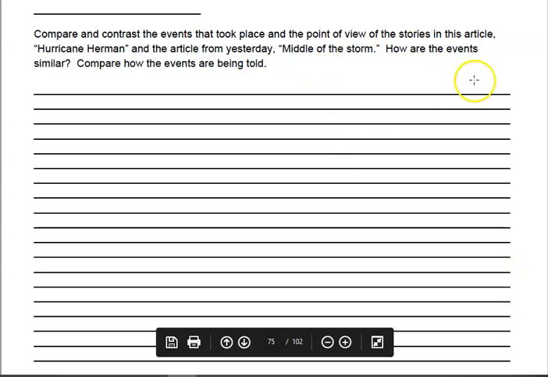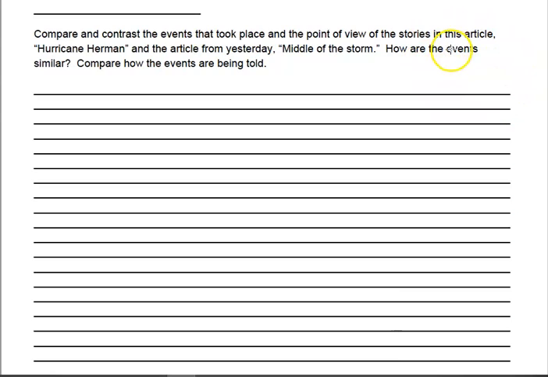I want you to focus on how the events are similar, so how the actual natural disaster is similar, and then compare how the events are being told, right? One is a press release, one is a narrative, and our main character kind of walks us through her experience. So tell me maybe the pros and cons of having an informational article as opposed to a narrative about an actual topic that has happened.